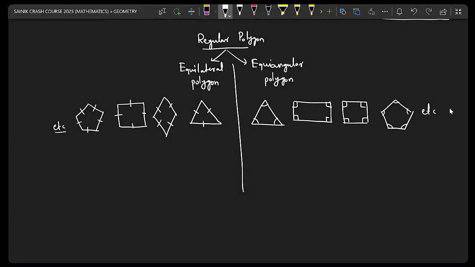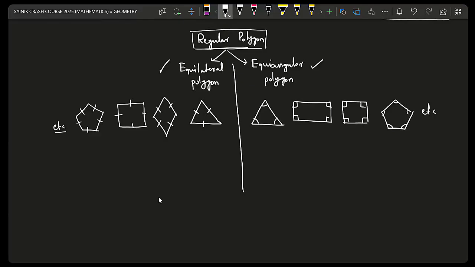But when do you call it a regular polygon? It should be both an equilateral polygon and an equiangular polygon. Then it is called a regular polygon. So what is the regular polygon definition? A polygon which is both equilateral and equiangular is called a regular polygon. For example, let's take an equilateral triangle.